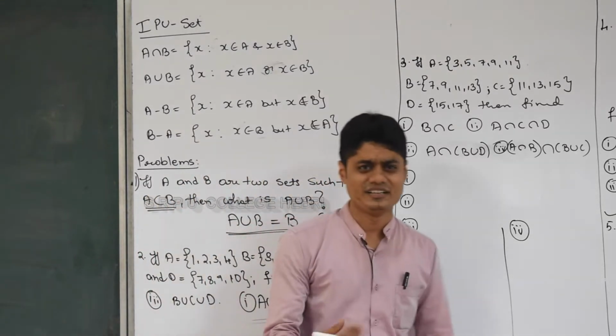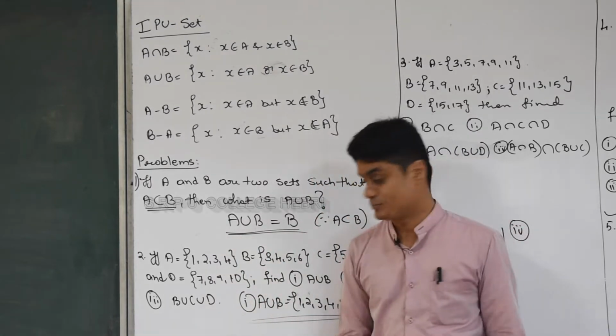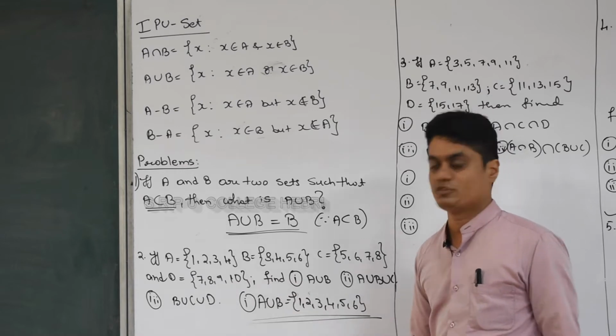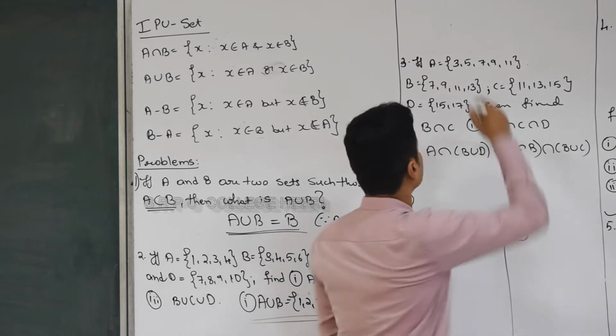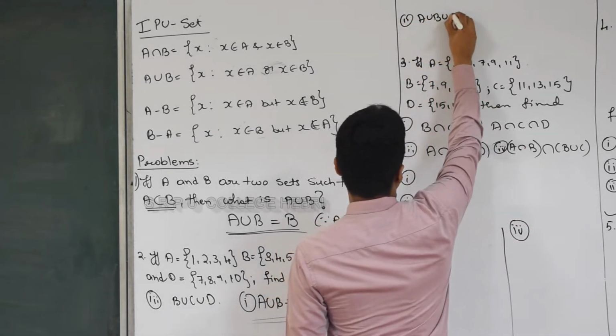Just simple, there is nothing difficult in it. These problems are very, very simple, the simplest form of problems in this textbook. Union, understood? A union B: taking elements from both sets, and if repeated, only once. Next, A union B union C.